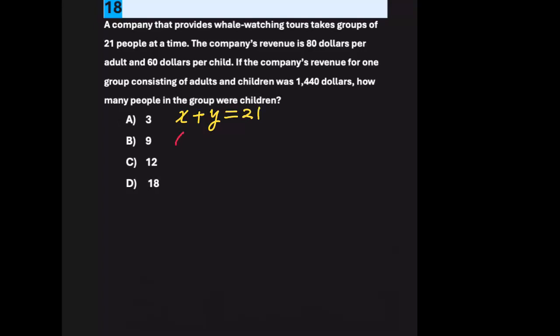The company charges $60 per child and $80 per adult. And the total amount of money the company charged the group is $1,440. So we have a system of equations, and we're going to use substitution. So we're going to take the x over to the other side, and y is equal to 21 minus x. And that's the value of y, and we're going to substitute that value for y.